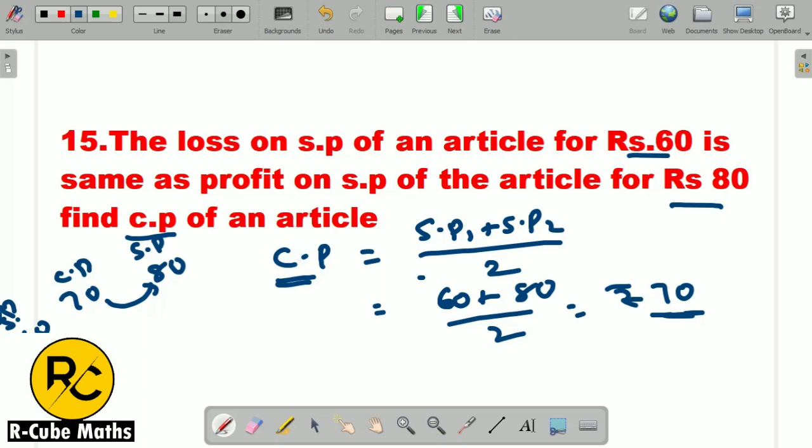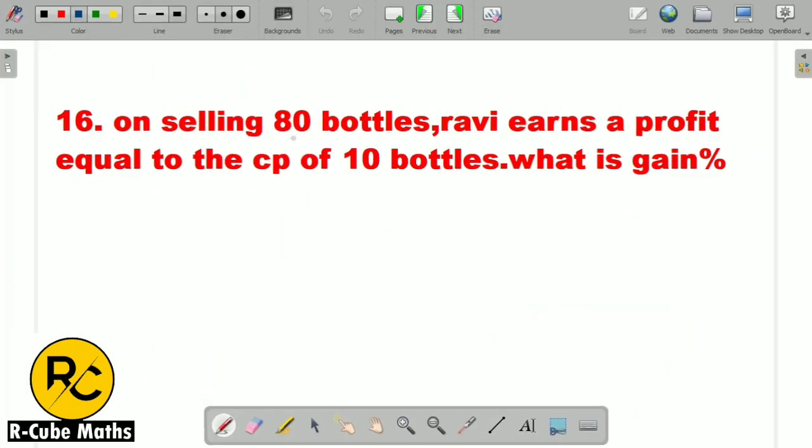Right, next question. Number 16. On selling 80 bottles, Ravi earns a profit equal to the CP of 10 bottles. What is the gain percent?